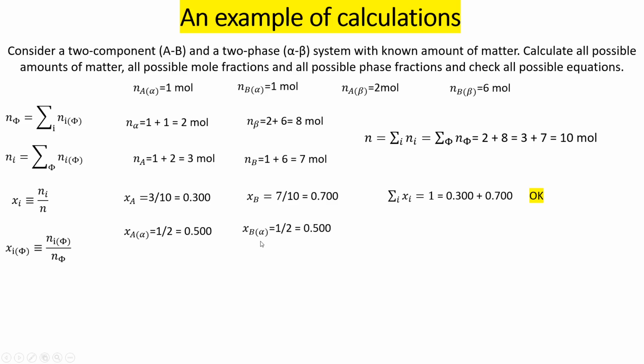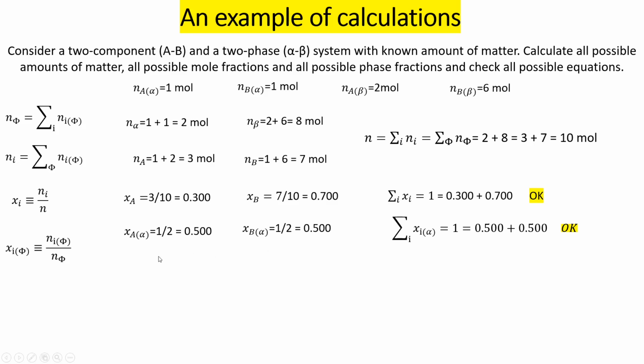Okay, now let me repeat the same for XB alpha. The only difference is that I take NB alpha, which is by the way also 1. So in this case I get the same result of 0.5. And remember, we have a rule that the sum of all those values should be 1, and indeed 0.5 plus 0.5 is 1, so this equation is also obeyed.